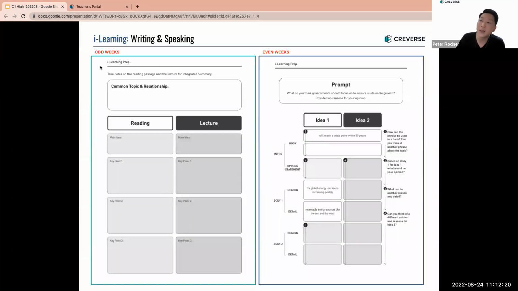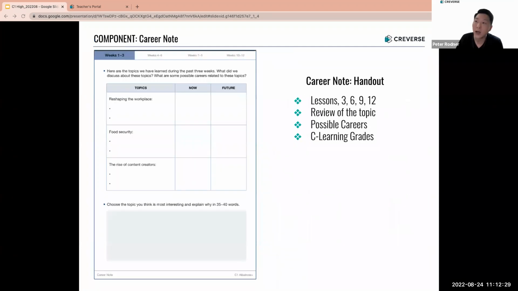Okay, so other than that, there's just a few other things, a few differences and a few things you need to keep in mind. This will happen in both your C1 and C2. But here there's something called career note. Career note happens weeks 3, 6, 9, and 12. These are also the same times when you need to input your C-learning grades. When you see your C-learning grades pop up, there will be a section for the career note. Basically all it is, is a review of the past 3 topics that you had.